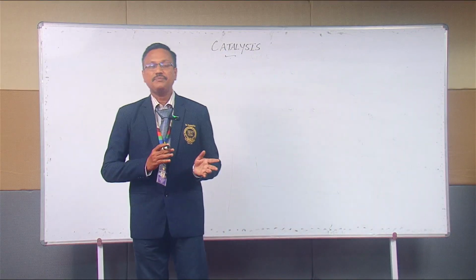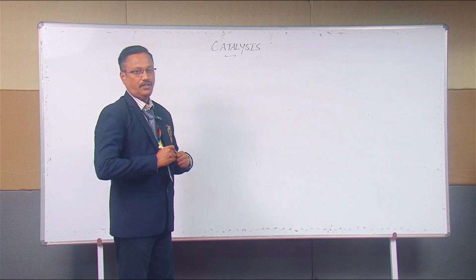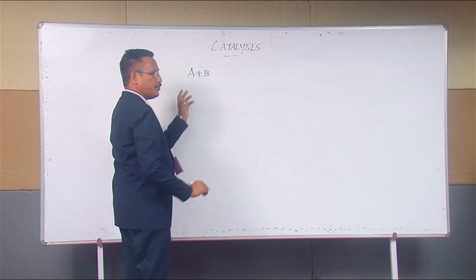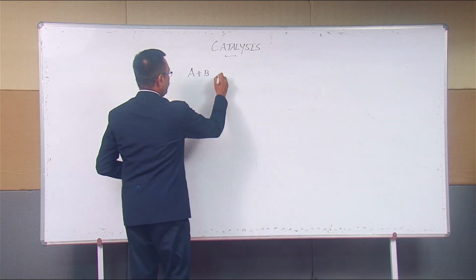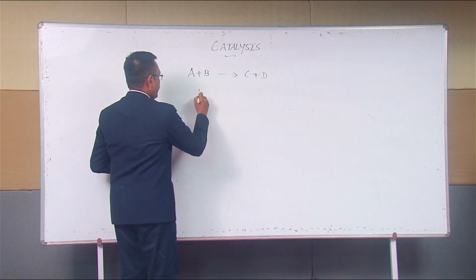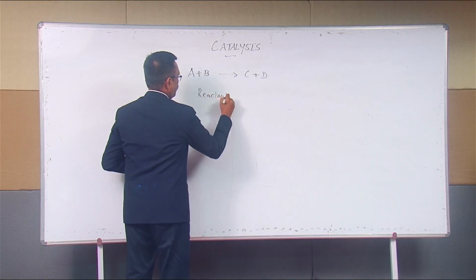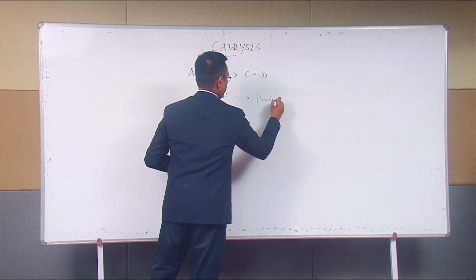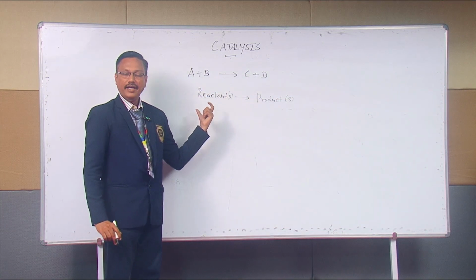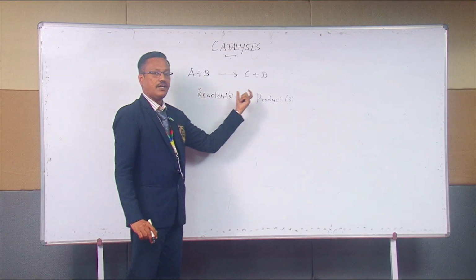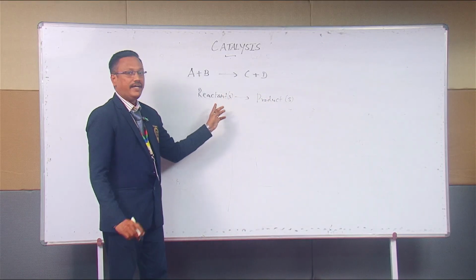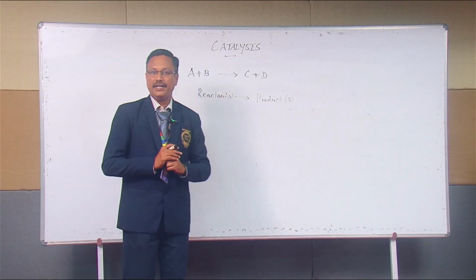Normally, chemistry is mainly dealing with a lot of chemical reactions. What is a chemical reaction? When A plus B, let us assume these are the reactants, they are giving you C plus D. These are the products. Reactant gives product or products. This is the simple syntax for any chemical reaction. Reactants are giving products. For any reactant to convert into product, they have to overcome certain energy barrier.